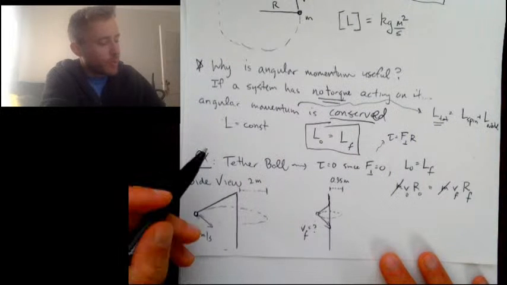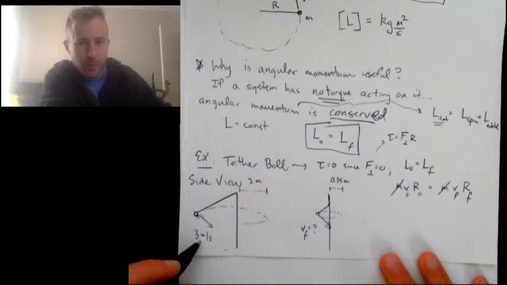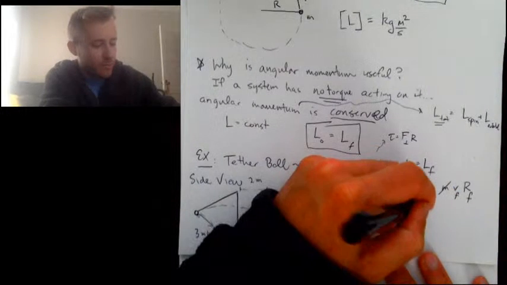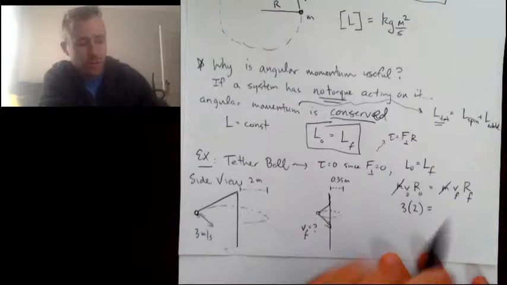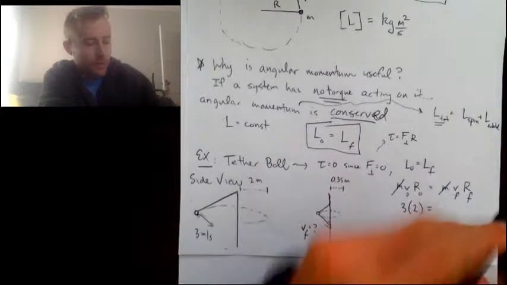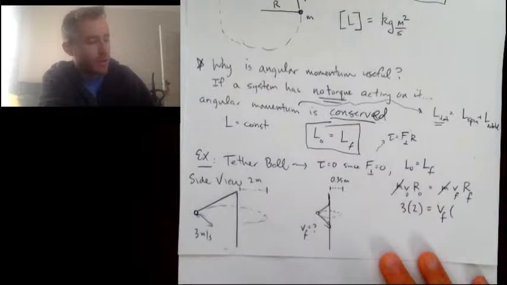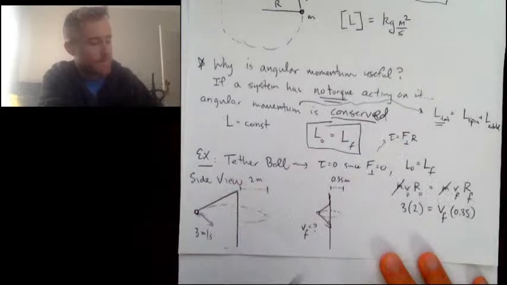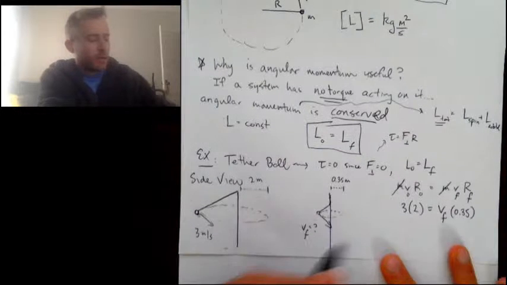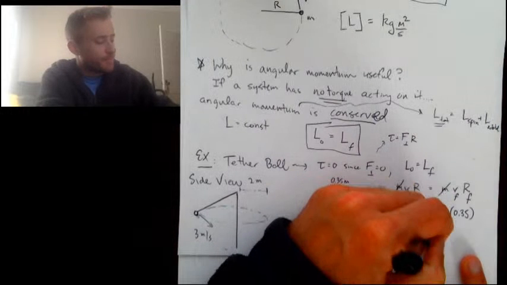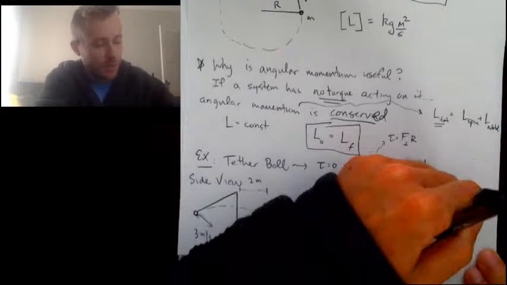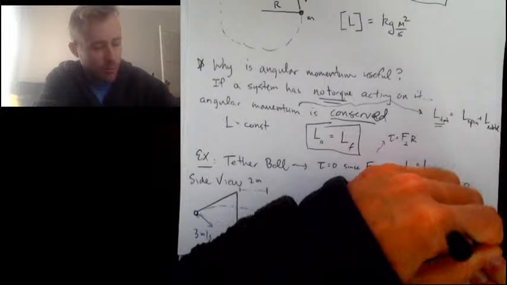So now we simply plug in numbers. Well, the initial speed is 3 meters per second. The initial radius of the circle is 2 meters. The final velocity is unknown, so I'll leave it as a variable. And the final radius is 0.35. Okay. So we can solve for the final speed. Let me use my calculator. And we get that the final speed is 17.1 meters per second.